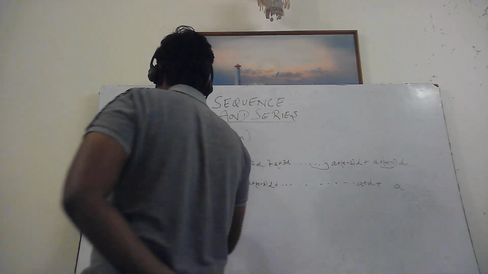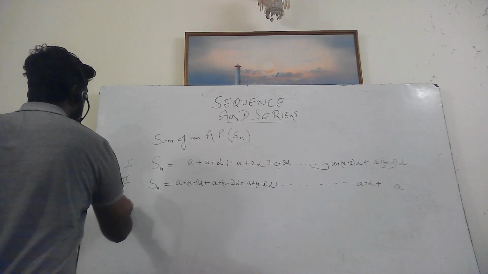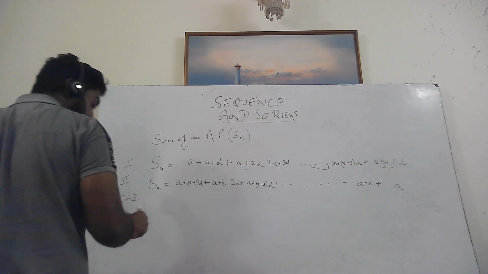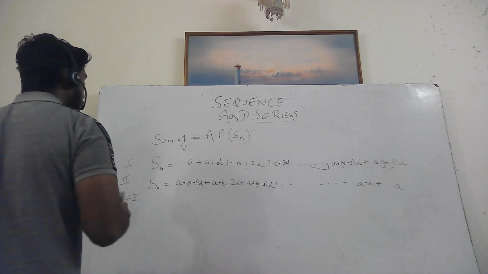ठीक, ये इक्वेशन पहली हो गई हमारी, ये इक्वेशन दूसरी. Let's add first plus second equation. What do I get? On left hand side I'll get 2Sn.